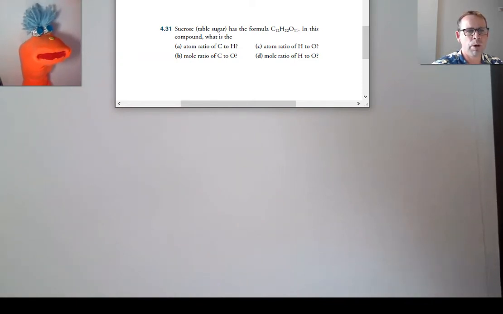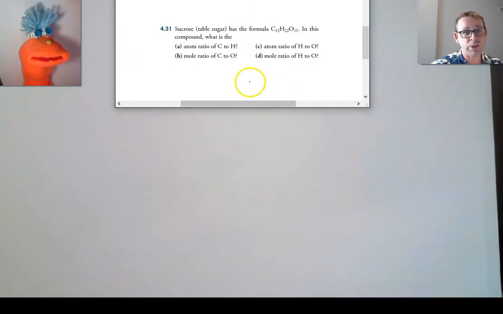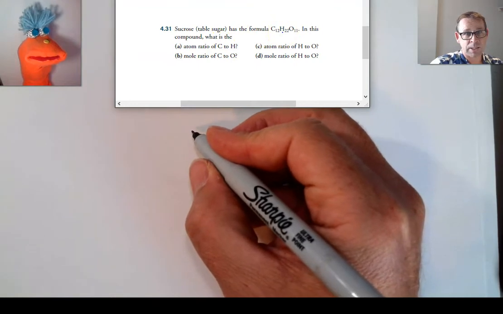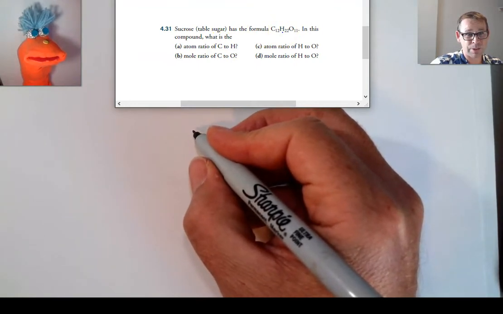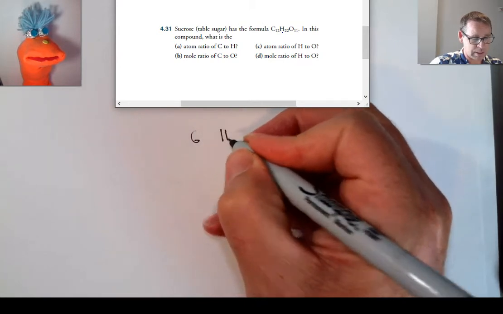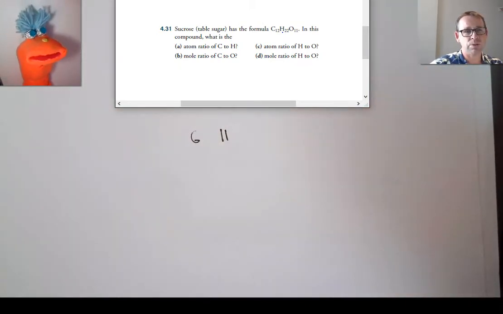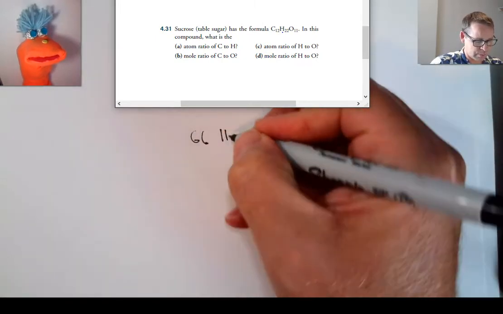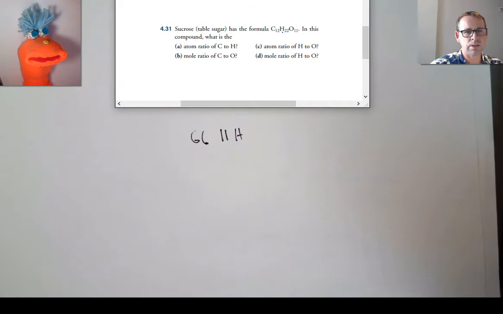Atom ratio and mole ratio, is that different? It's not different, and that's what we're trying to recognize, that we can say that there's 12 to 22, right? 12 to 22 carbons to hydrogen. And if we wanted to simplify that, I guess we divide by, what? 2 would give us 6 and 11, right, if we divided that by 2. So 6 carbons for every 11 hydrogens, right? That's our ratio there. And that would also be 6 moles of carbon to 11 moles of hydrogen.